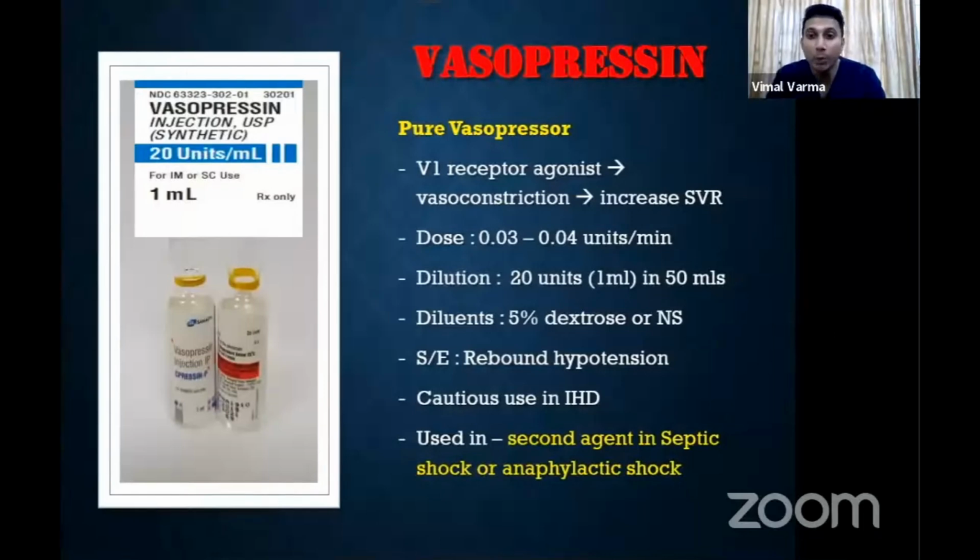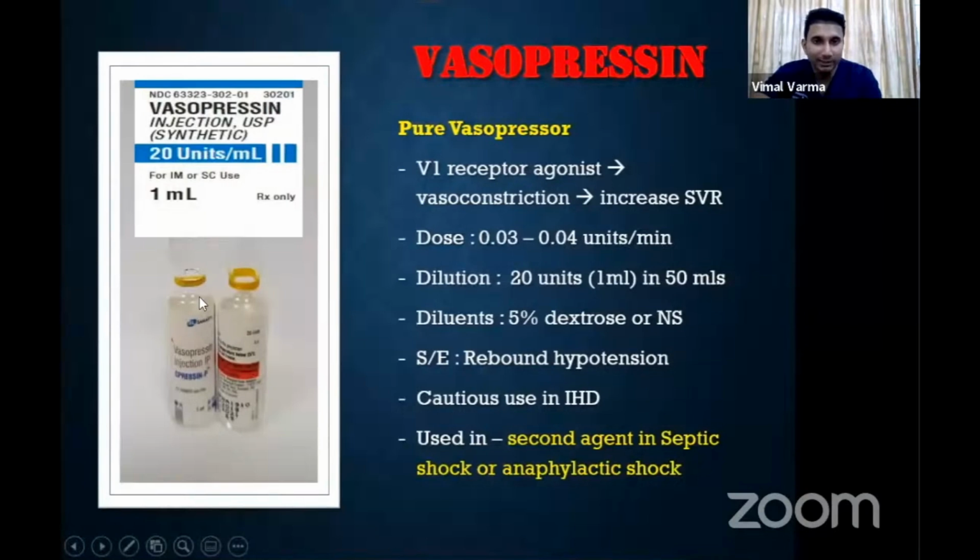Next would be vasopressin. Vasopressin is a pure vasopressor. It does not have inotropic effect. So it acts at the V1 receptors at the vascular wall, causes peripheral vasoconstriction, thus increases your systemic vascular resistance. As opposed to the other vasopressors we use, the dose of vasopressin only comes in units per minute. It's not mics per kg per minute. It's 0.03 to 0.04 units per minute.